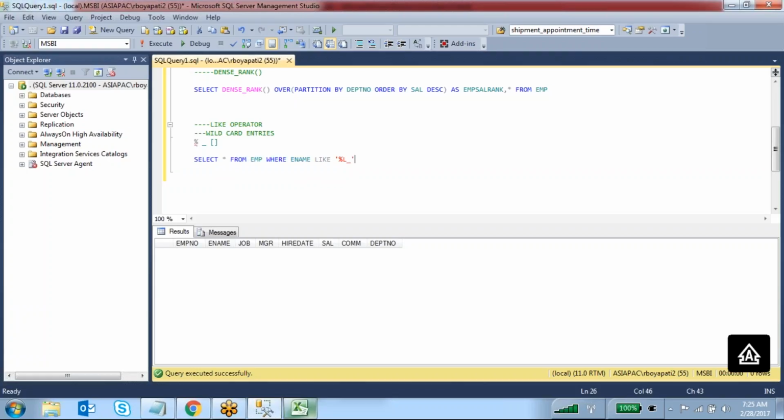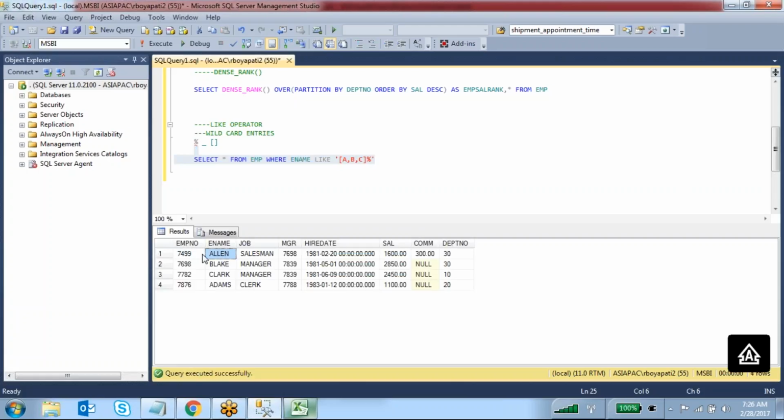Okay, right. So what I want to do, the starting character starts with A or B or C, anything. I want that employees' information. I want all the employees' information starting with either A or B or C. Is there any employee? Yes. Ellen starting with A, Blake starting with B, Clark starting with C, Adams starting with A.